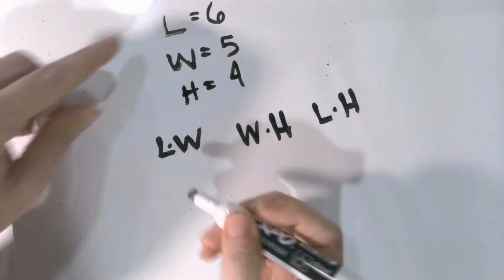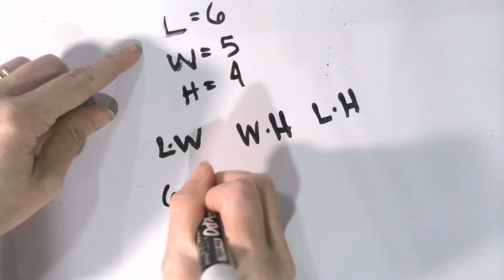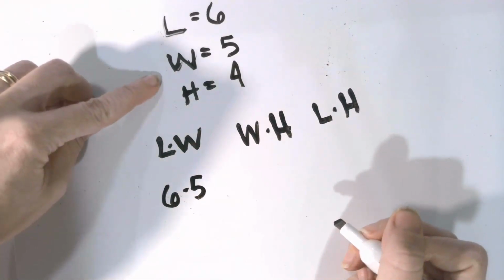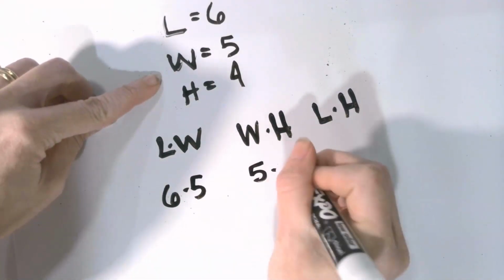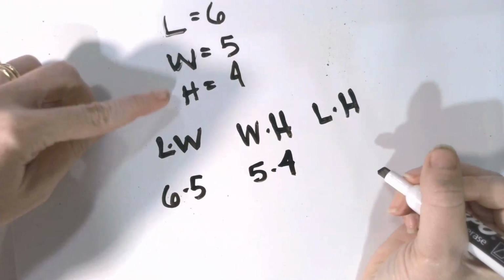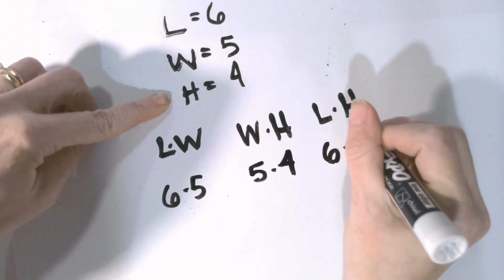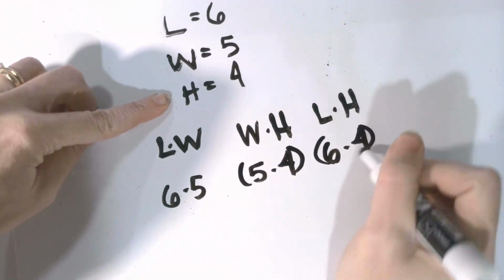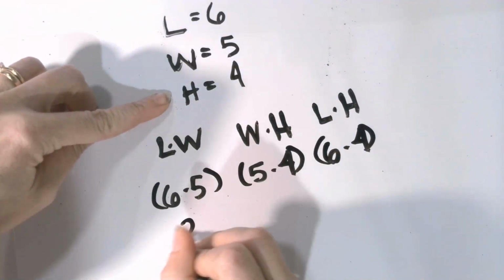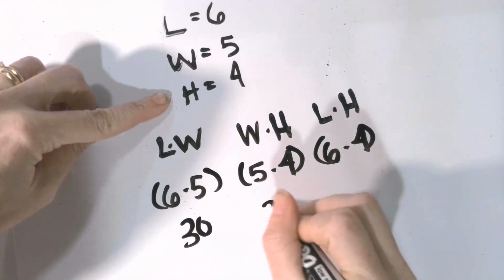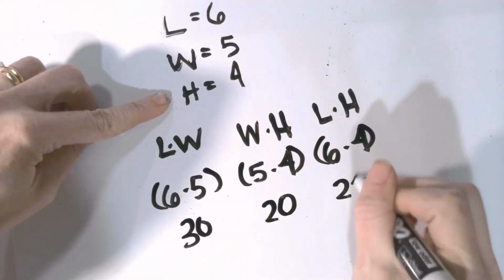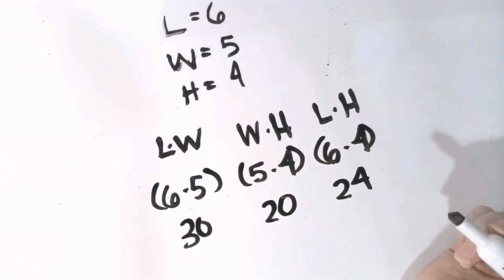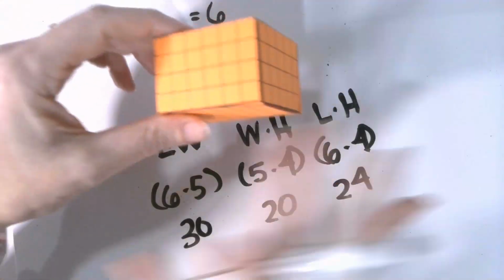So length and width, again, 6 times 5. Width and height, 5 times 4. And length and height, 6 times 4. All right, so we're going to multiply each of these. 30, 20, 24. Now remember that you're wanting to get all the surface here.